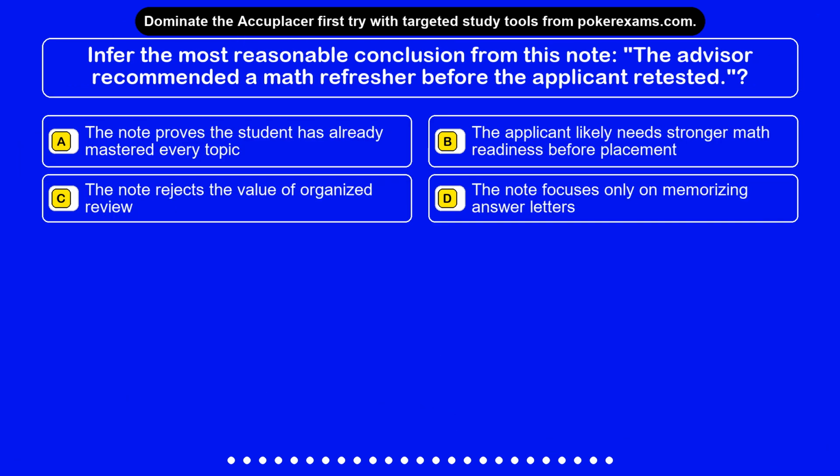Question 14. Infer the most reasonable conclusion from this note. The advisor recommended a math refresher before the applicant retested. Option A. The note proves the student has already mastered every topic. Option B. The applicant likely needs stronger math readiness before placement. Option C. The note rejects the value of organized review. Option D. The note focuses only on memorizing answer letters.